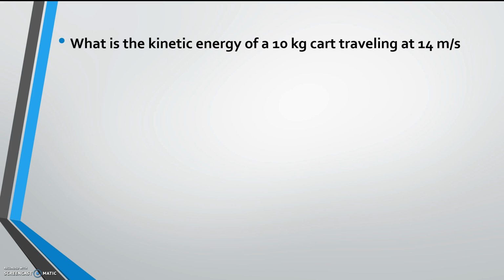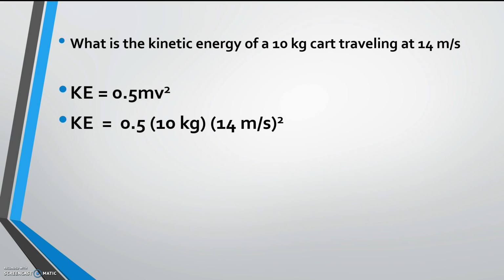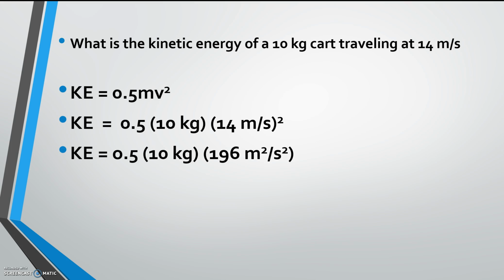So now let's look at a second problem. What is the kinetic energy of a 10 kilogram cart traveling at 14 meters per second? Again, we recognize it as a kinetic energy problem, so we start with our equation. Kinetic energy equals 0.5 times m times v squared. We plug in our values, so we'll plug in 10 kilograms for m and 14 meters per second for v. And then we go through our order of operations. We'll square our v first, so 14 times 14. That'll give us 196 meters squared per second squared.